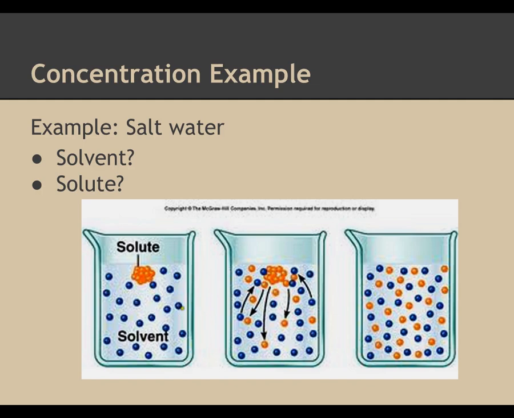So let's take a look at this example of salt water. Here we have the solvent, which in our case would be what? The thing that's in the greatest volume. In this case, it's water. And the solute is the thing that's in the smallest volume, and in this case, it would be the salt. So you put the salt in the water, the solvent, and it dissolves, which means it spreads out evenly within the solvent.